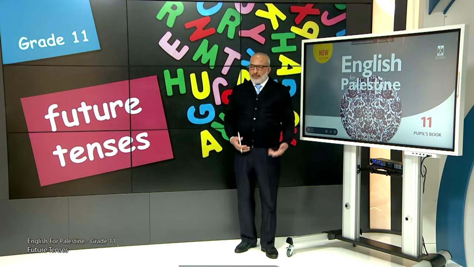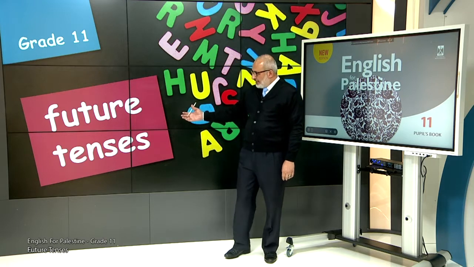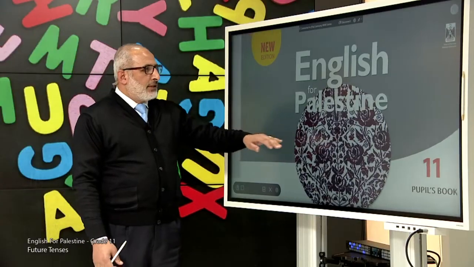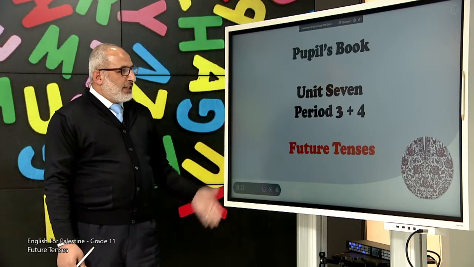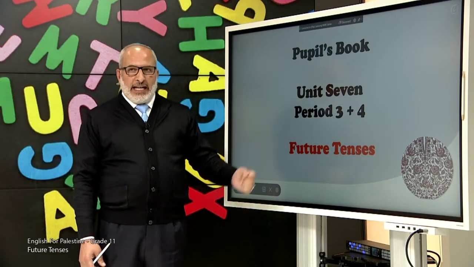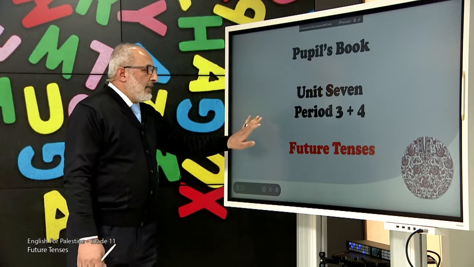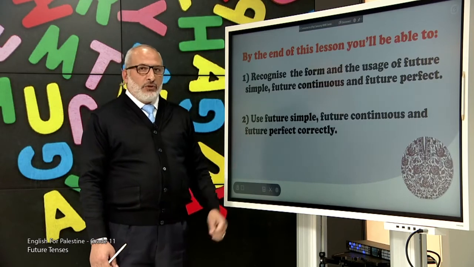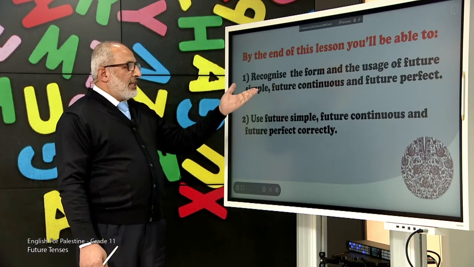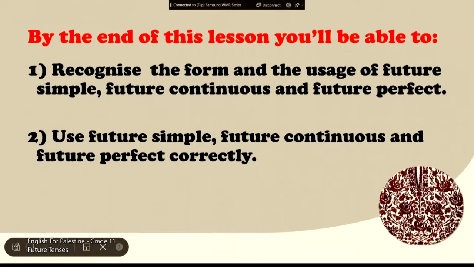Our lesson today is about future tenses. It is in your pupil's book, Unit 7, period 3 and 4. By the end of this lesson, you will be able to recognize the form and the usage of future simple, future continuous, and future perfect, and use them correctly.